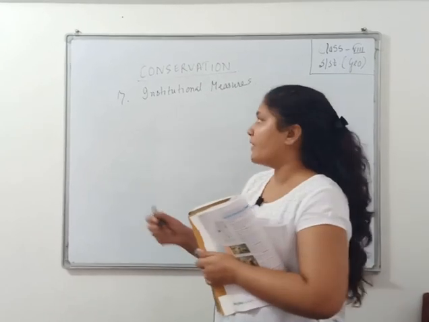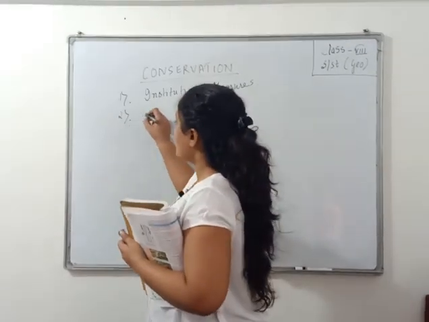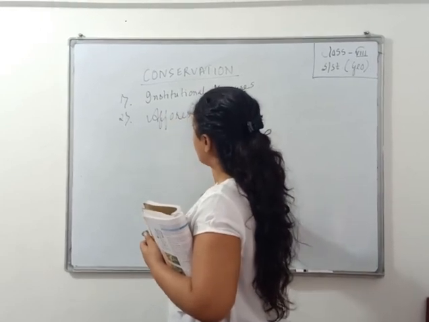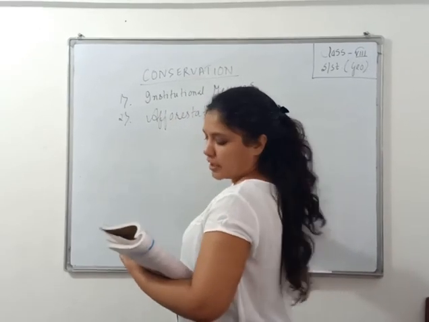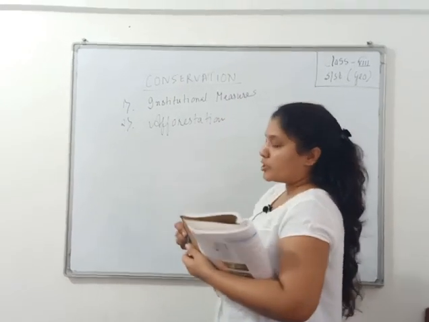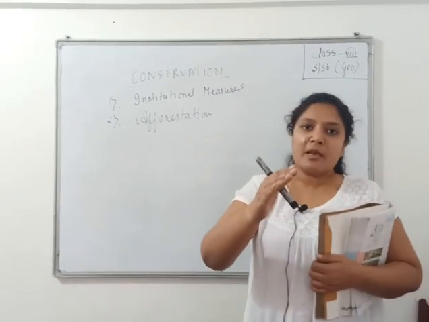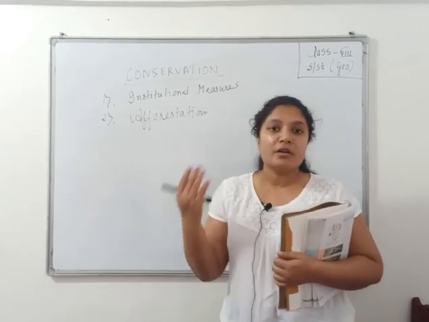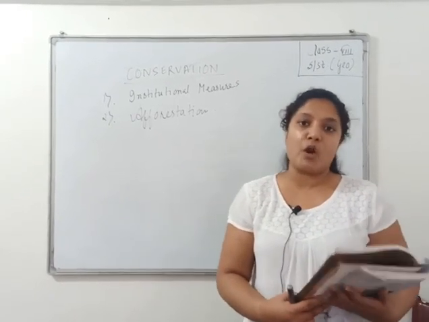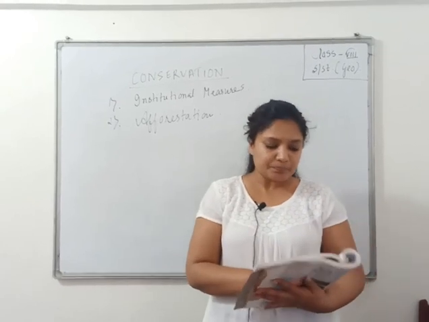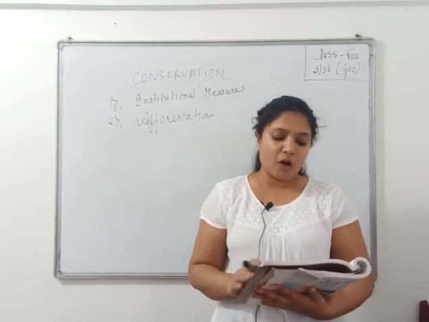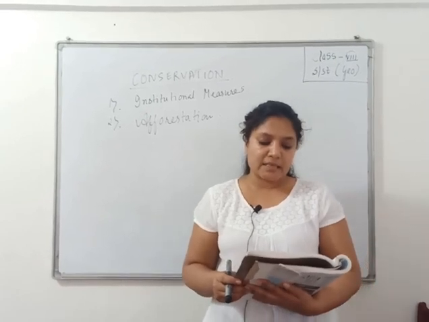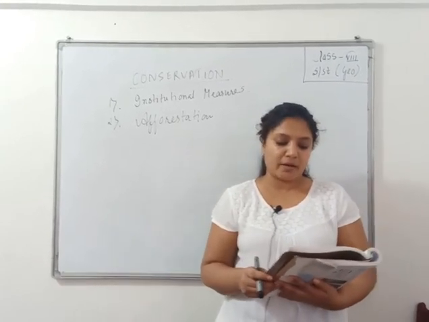Next point is a very familiar point: afforestation. Now what is afforestation? You all know deforestation, right? Deforestation means cutting of trees. Afforestation means planting of trees, planting more and more trees. This means planting of trees where they have been cut down, on vacant land, wastelands, swamps, roadsides, parks, etc.